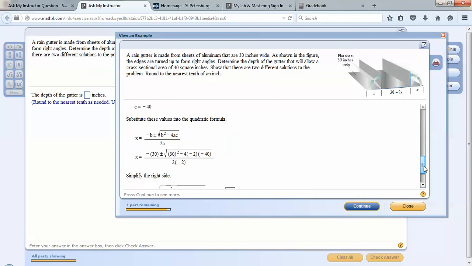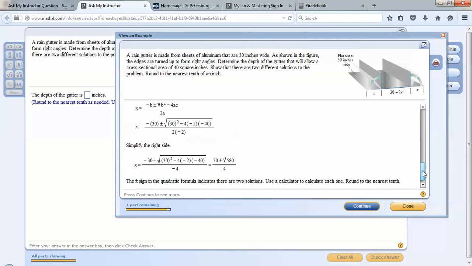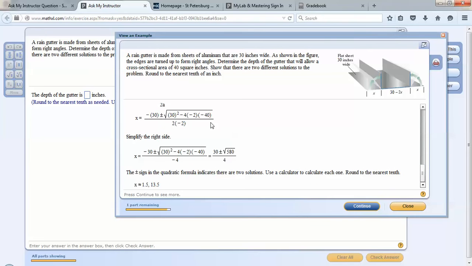So it's the opposite of b, so the opposite of 30, plus or minus the square root of 30 squared minus 4 times a times c, all divided by 2 times a. Do as much as you can in your head. We have negative 30 plus or minus 30 squared, and 2 times negative 2 is negative 4. When they multiply everything under the radical and then subtract, they come up with 580.